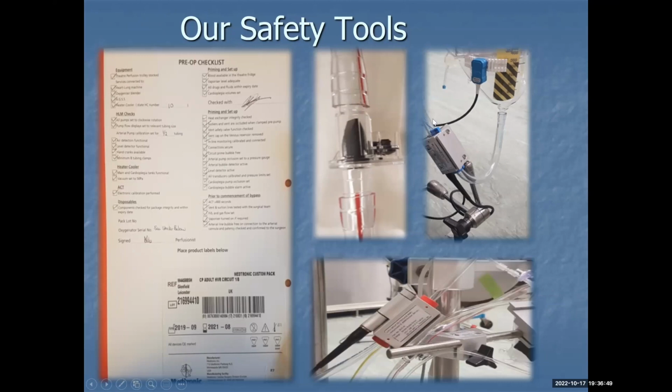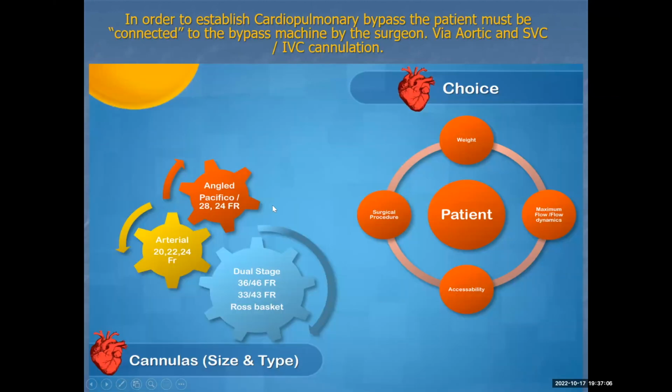On top of that, we also have what we call a bubble alarm. So if any air did get to this point, which is at the bottom of the reservoir, we've got plenty of time to deal with removing the air from our circuit before it gets to the patient. And we also have another bubble alarm on our cardioplegia device.